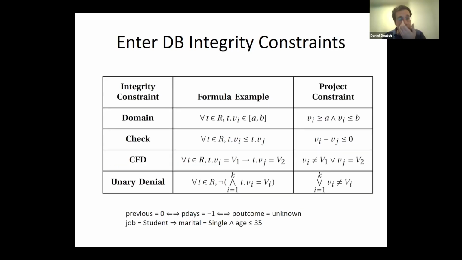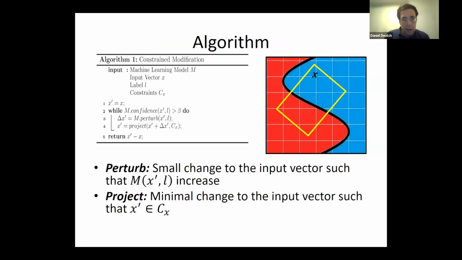So we have incorporated into the computation of counterfactuals different kinds of database integrity constraints, such as domain constraints, check constraints, conditional functional dependencies, and unary denial constraints. And we've derived them for the same databases that people use in machine learning training. Then we developed a fairly simple algorithm which tries to perturb, to find a counterfactual. If this counterfactual violates the constraints that are marked here in this yellow rectangle, then we do a projection. Once we did the projection, maybe we are back to this blue area that we started with. We wanted a counterfactual that would lead us to the red one. So then we need to perturb again and project again.